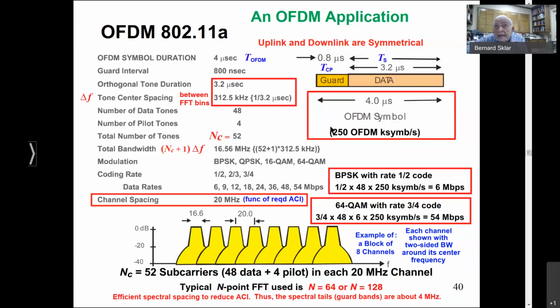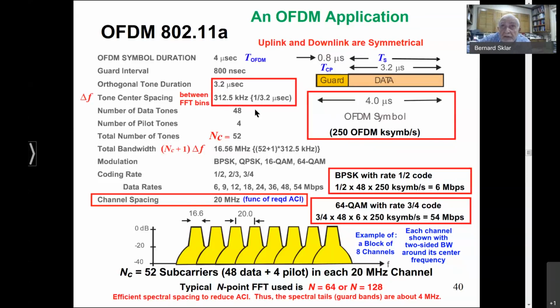Now, in this particular case, I got to know a little bit more about the application. Like for instance, the moment you know that I have chosen a time T sub S, immediately I've chosen a delta F. That is part of my little block diagram tool that I must remember. And in fact, it is the reciprocal of T sub S. 1/T sub S is 312.5 kilohertz between the FFT bins.